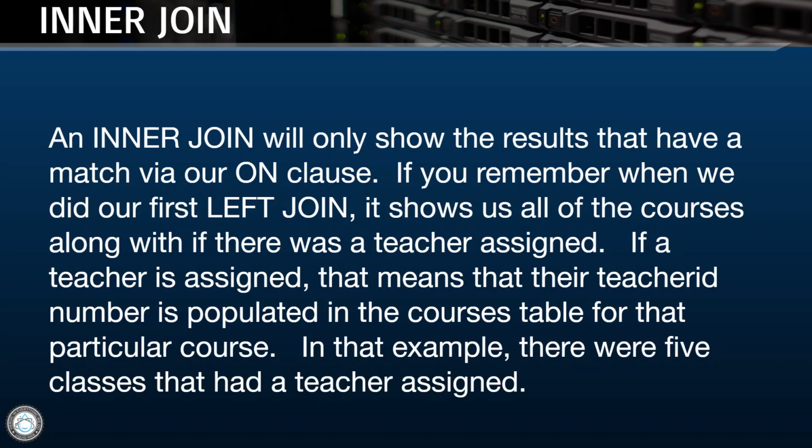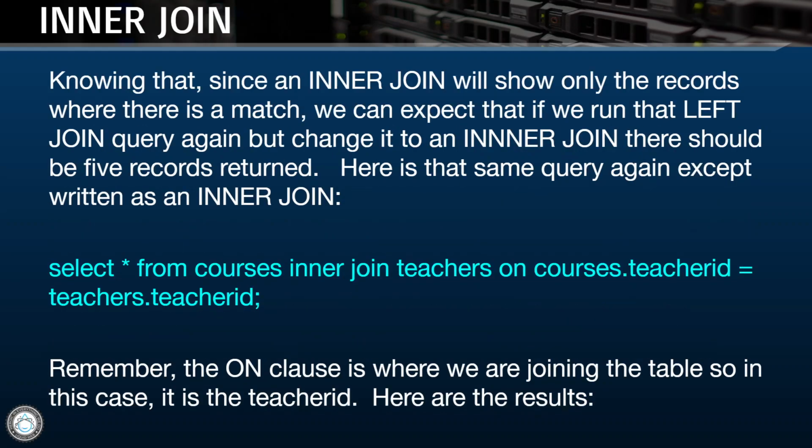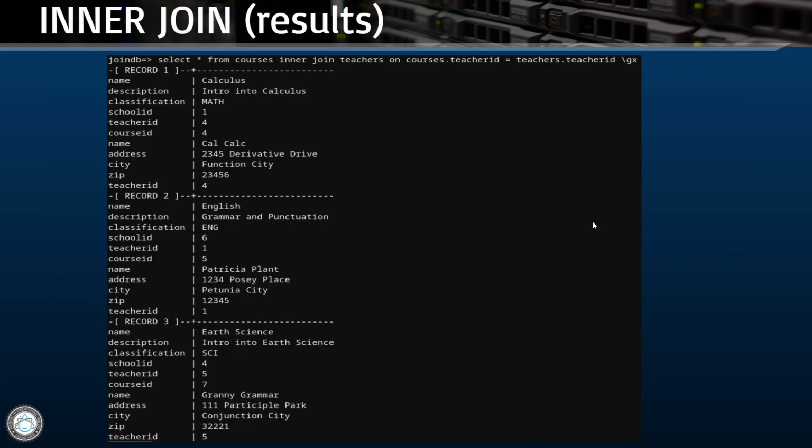So if you have 20 records in one table and 30 records in another table, but there's only a match between 3 records, that's all you're going to see in your inner join. So let's do our inner join, and we're going to join our courses table and our teachers table. And we're going to establish the relationship on the teacher ID. So let's run this query.